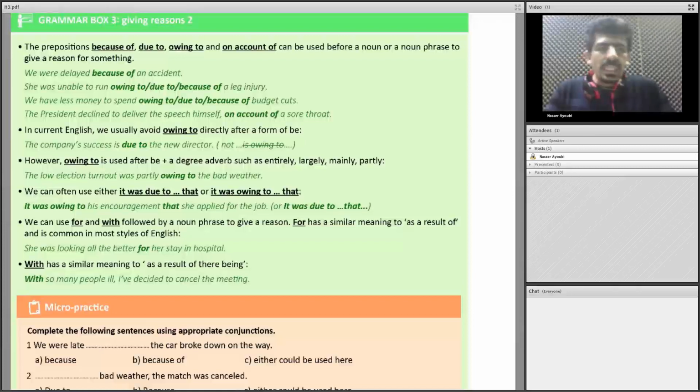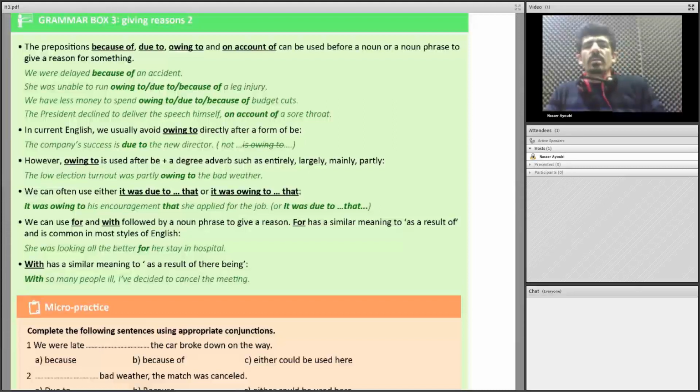Well, examples. We were delayed because of an accident. You can say we were delayed on account of an accident, due to an accident, owing to an accident. She was unable to run owing to, due to, because of a leg injury. We have less money to spend owing to, due to, because of budget cuts. The president declined to deliver the speech himself on account of a sore throat. Deliver the speech means present the speech.